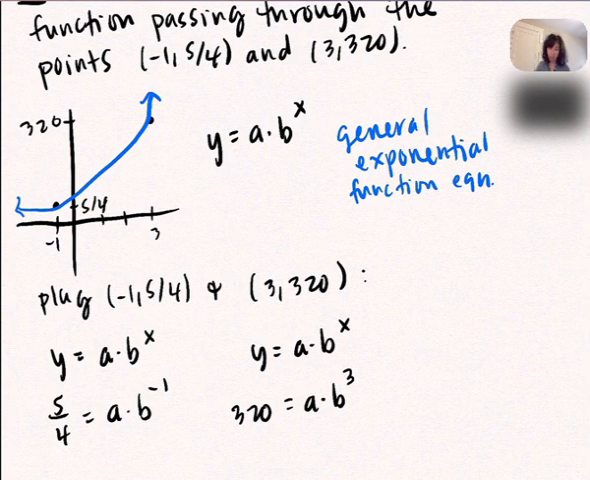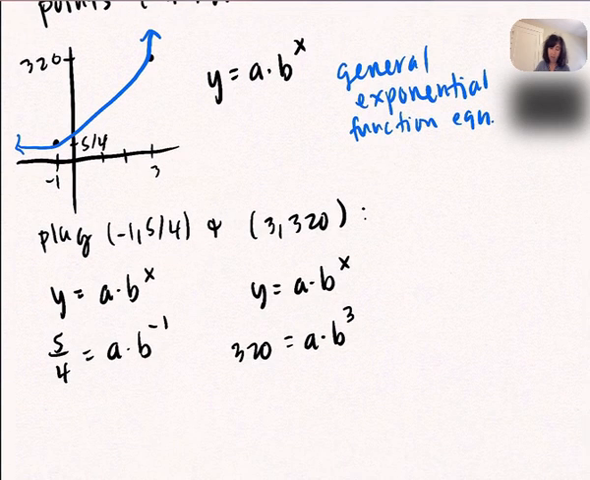Because at this point, we have a system of 2 equations and 2 unknowns. We have one equation with 2 unknowns, a and b, and then we have another equation with 2 unknowns, a and b. And when you have a system of 2 equations with 2 unknowns, you can solve for the unknowns. So we can actually solve for a and b. So how am I going to do that? I'll take the equation on the left and rewrite it a little bit.